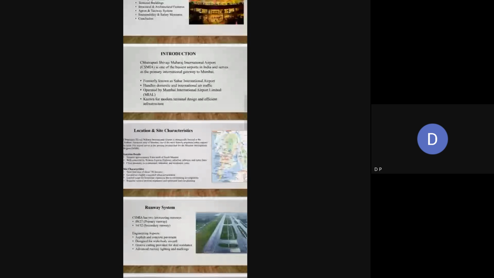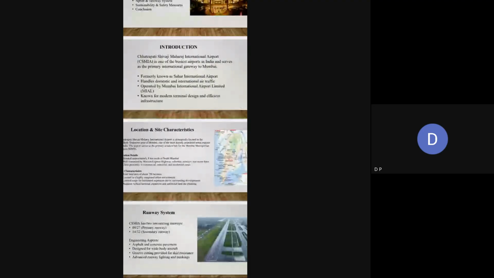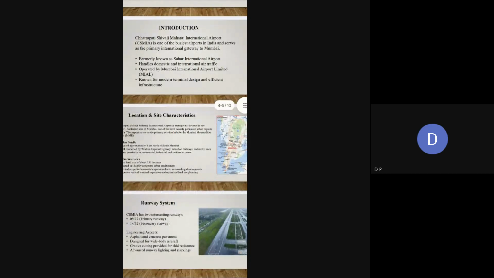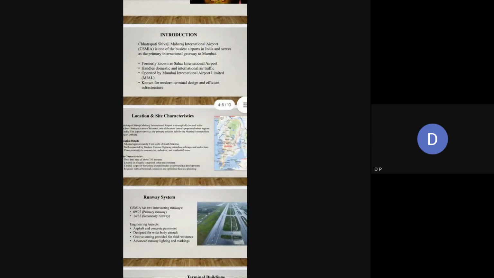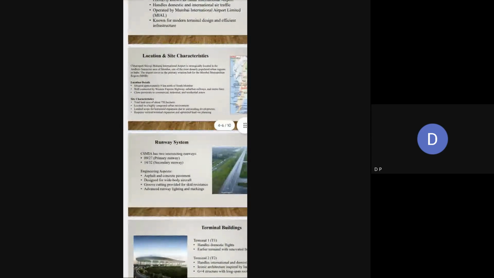The introduction of this airport: Chhatrapati Shivaji Maharaj International Airport is one of the busiest airports in India and serves as the primary international gateway to Mumbai. Formerly known as Sahar International Airport, it handles domestic and international air traffic, operated by Mumbai International Airport Limited, known for modern terminal design and efficient infrastructure. Second one is location and site characteristics.